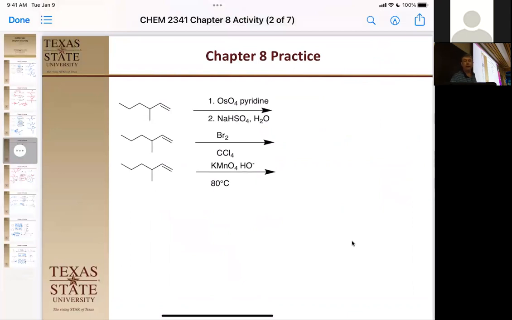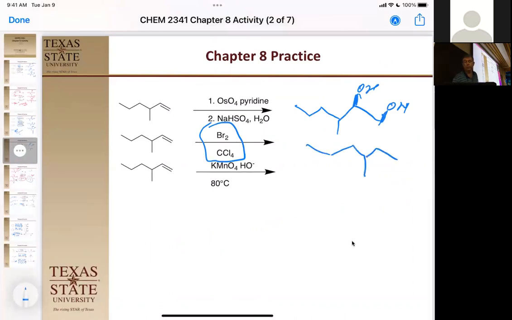Oh, osmium tetroxide, that's going to give us a cis diol. OH, OH. Ooh, bromine and carbon tetrachloride. It's going to add across the double bond. We don't have any water, we don't have any methanol, so we're going to get 2 bromines on there. Br, Br. And again, this is a chiral carbon. This is a chiral carbon.